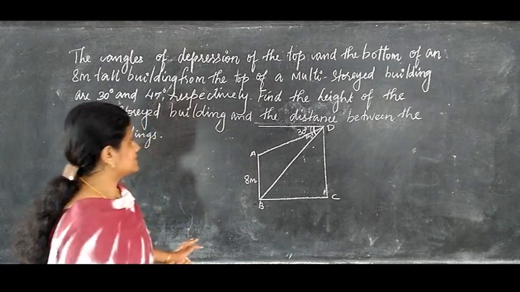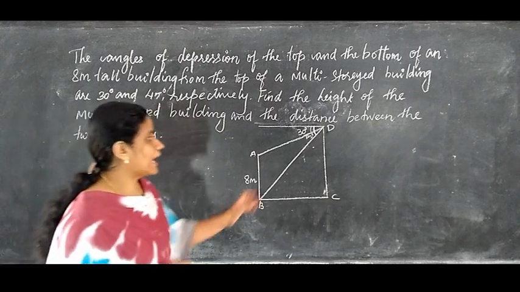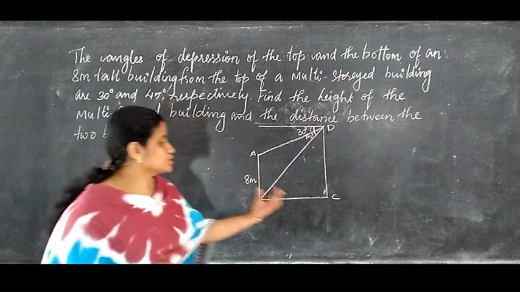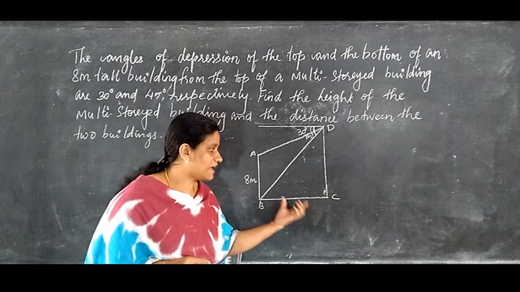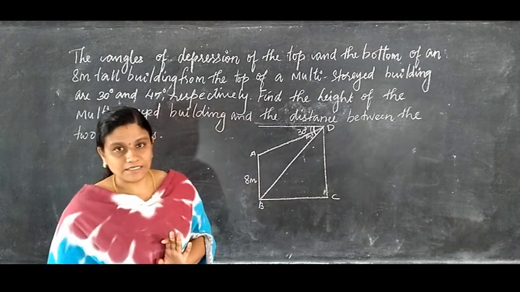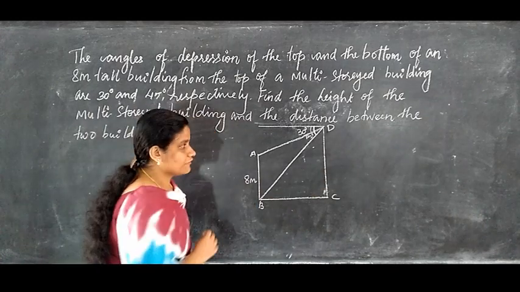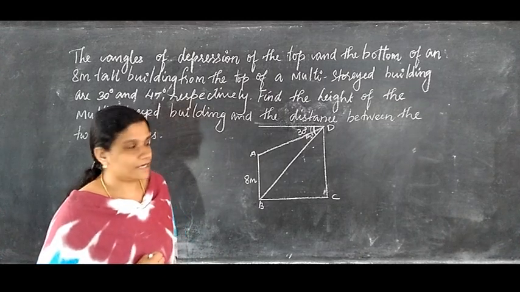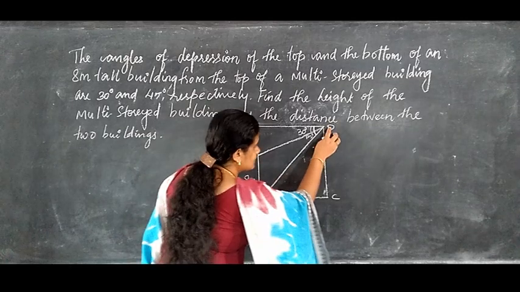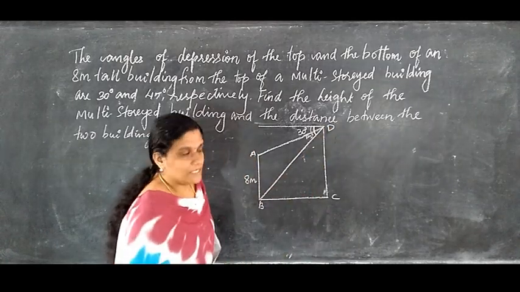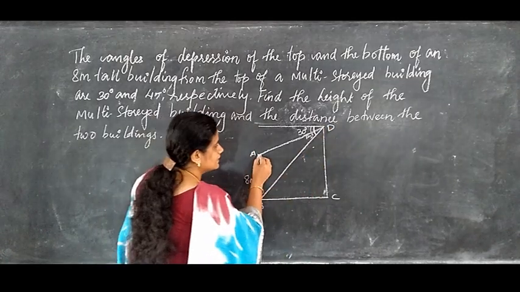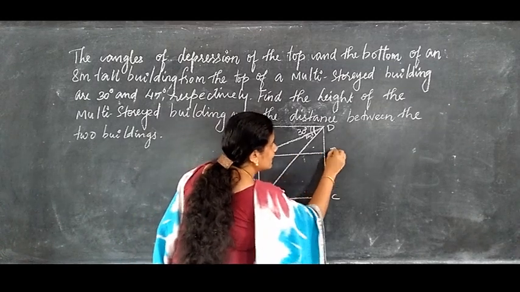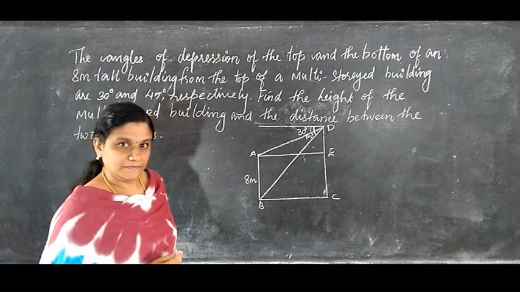Now our question is, we have to find the height of the multi-storied building and the distance between the two buildings, which means you have to find CD and BC. Now from this figure, we have to get right angle triangles. So here we have one right angle triangle DBC. For getting another right angle triangle, we can draw a horizontal line AE. Is it clear?